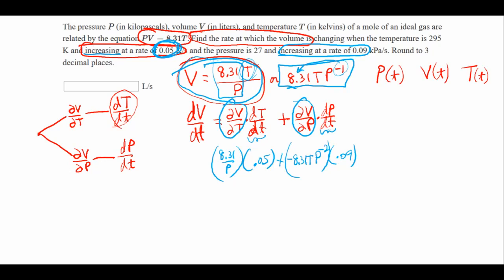The only thing that remains, other than actually typing it into our calculator, is to insert the values. So here, for pressure, we're going to use the 27, and go ahead and put the two signs together and just make this a minus. And the temperature, 295. The pressure, 27.